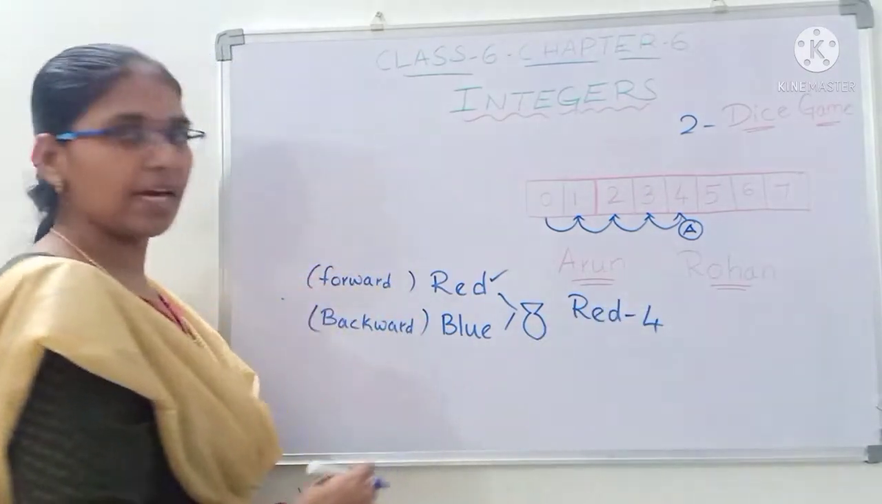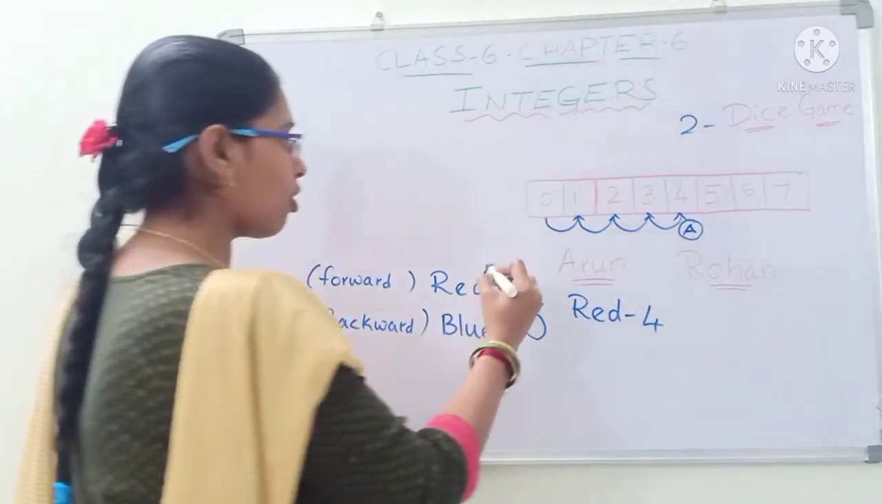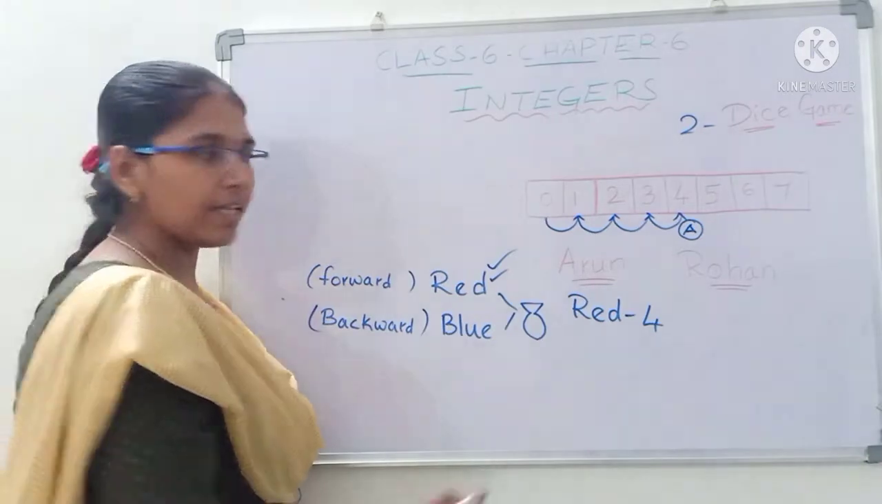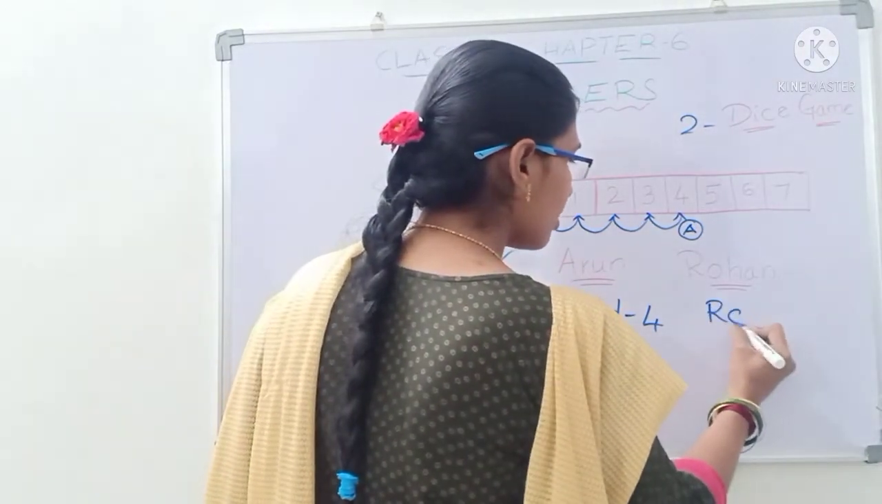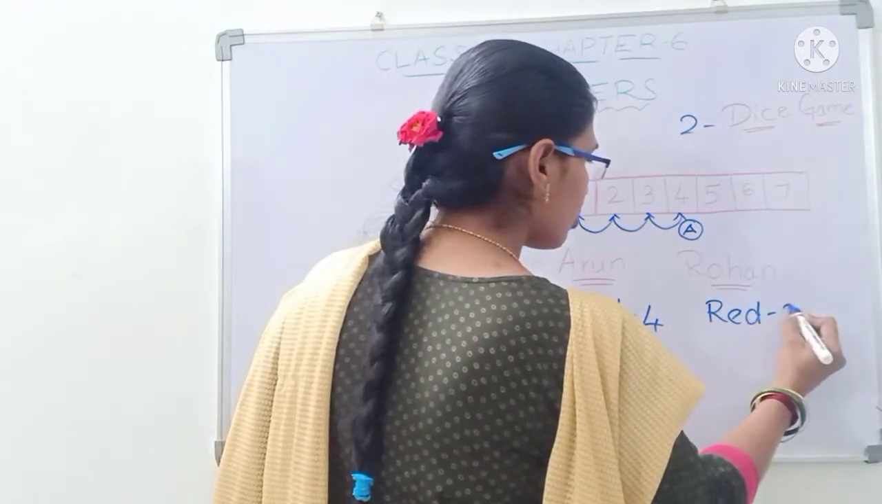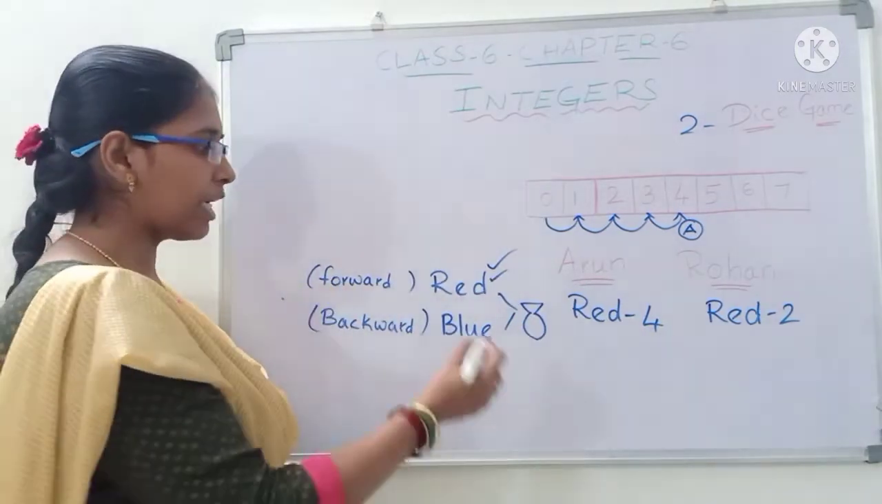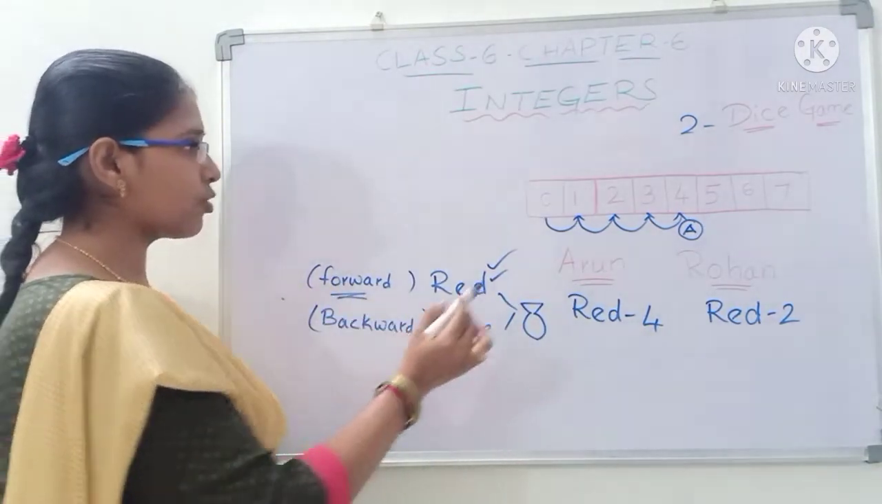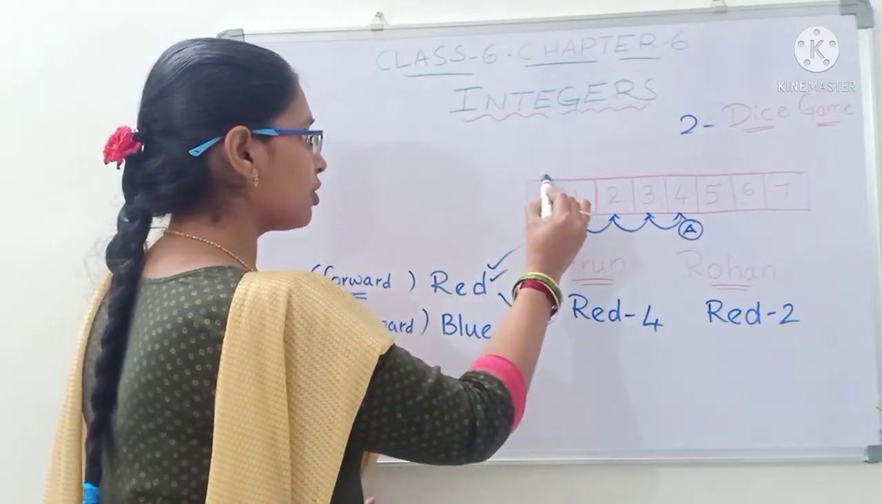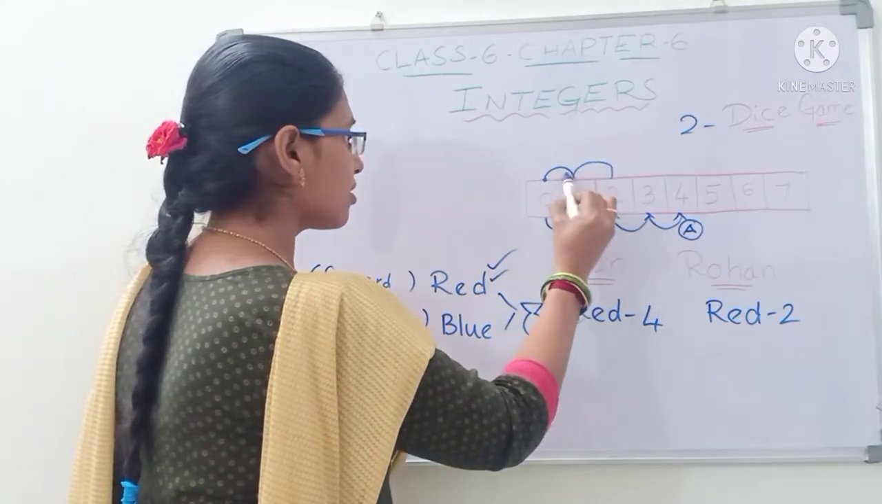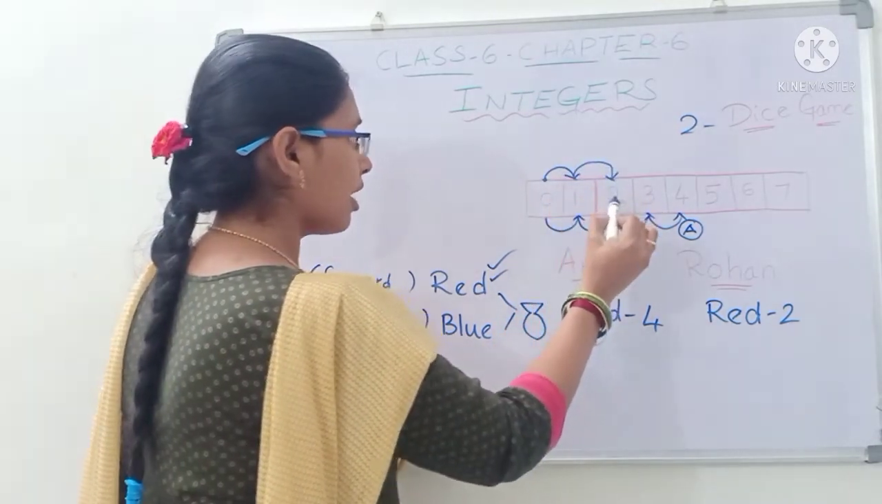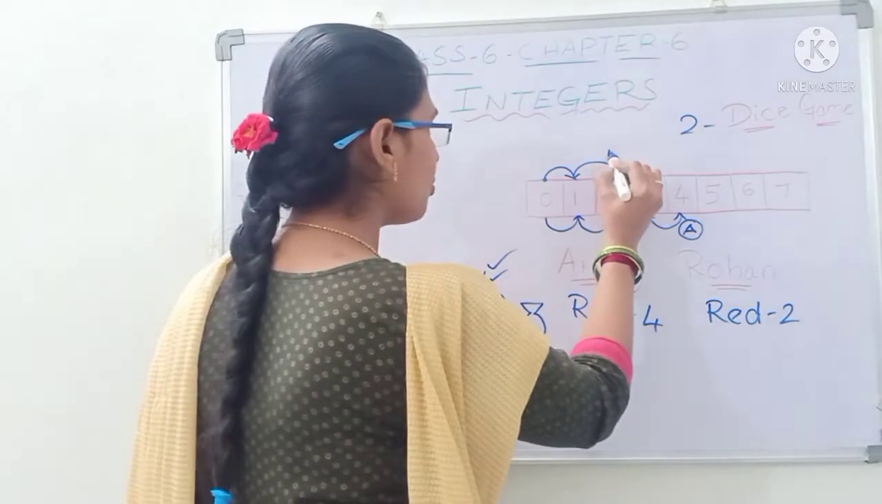Now the chance is of Rohan. Rohan picked a dice again. Rohan also got the red dice, and the number he got is 2. So red dice means we should move forward, right? So from 0 position, 2 steps. And Rohan reached number 2.